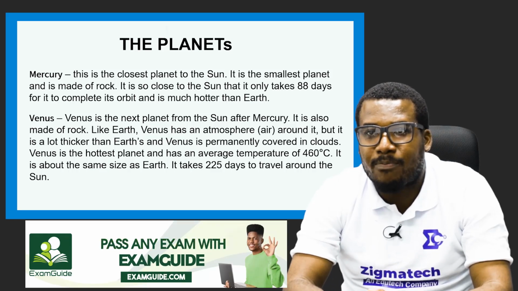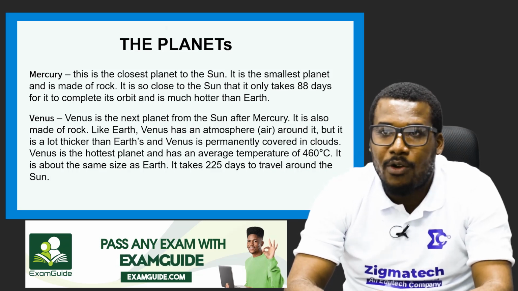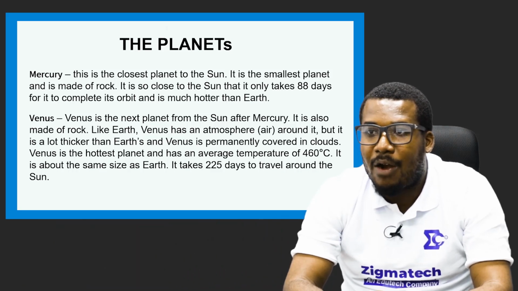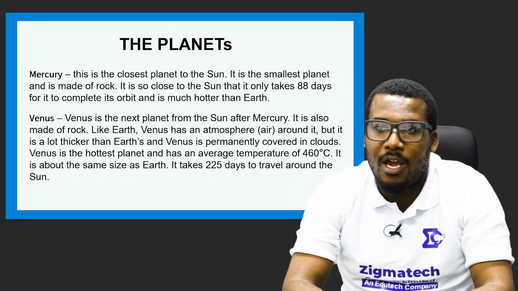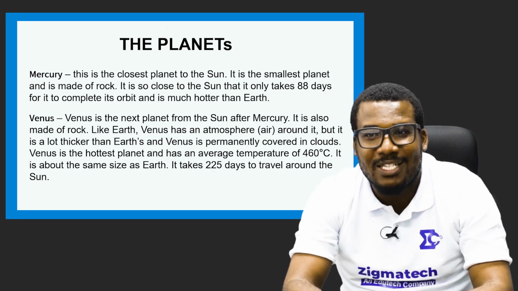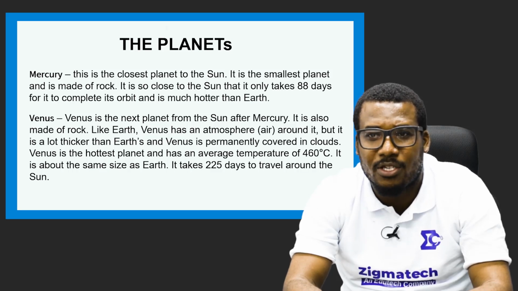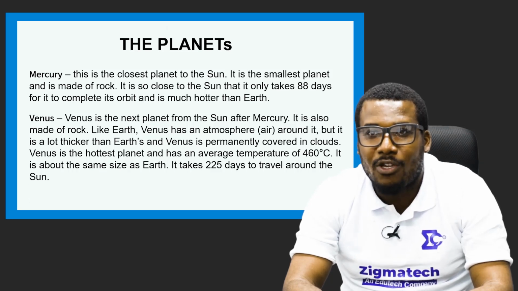Venus is the next planet from the sun after Mercury. It is also made of rock like Earth. Venus has an atmosphere, air around it, but it is a whole lot thicker than the Earth's, and Venus is permanently covered in clouds. Venus is the hottest planet and has an average temperature of 460 degrees Celsius. Now you may think, how can that be possible? How can Venus be the hottest planet?